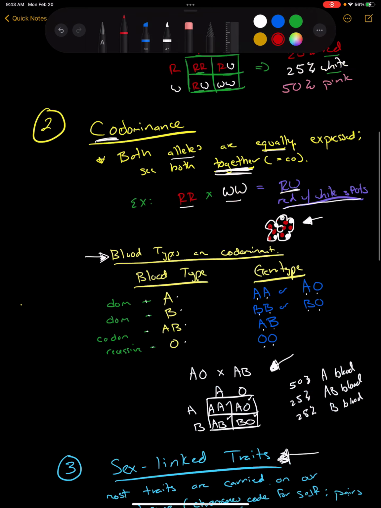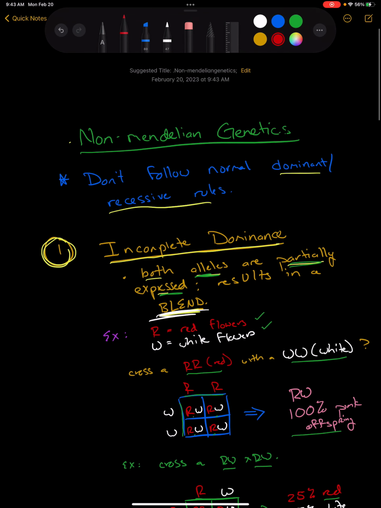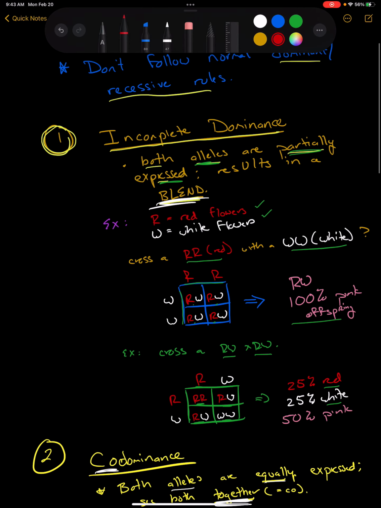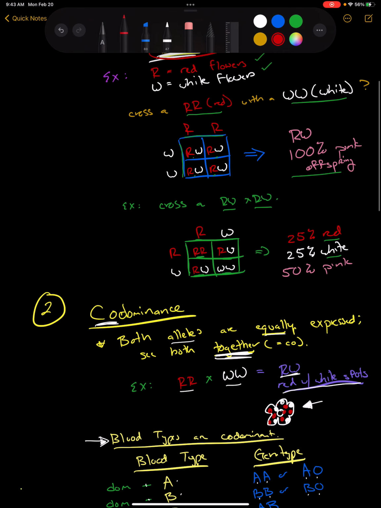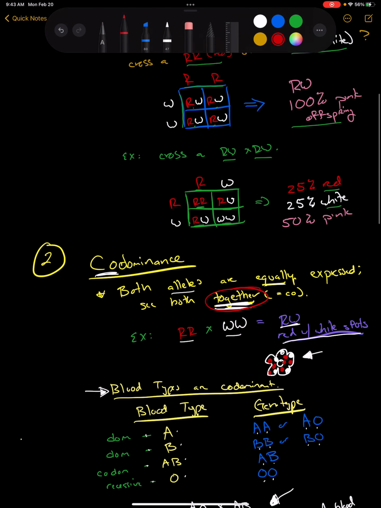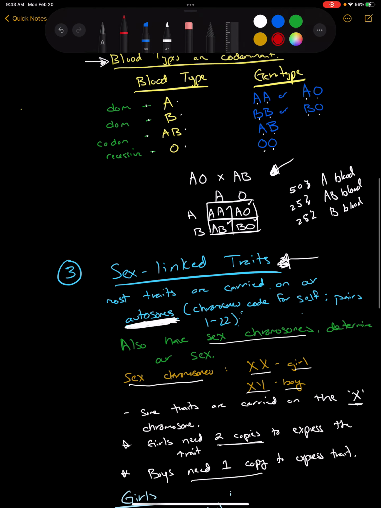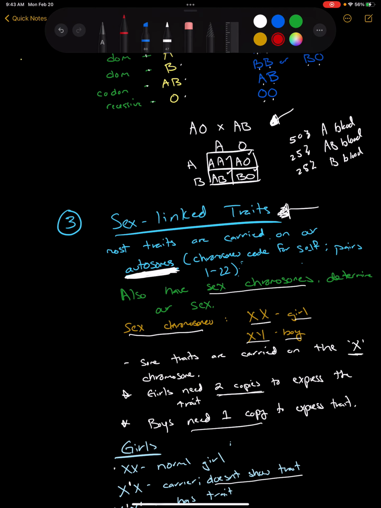So anyway, looking through it, these are all non-Mendelian. Incomplete, what you need to remember is a blend. That would be the big thing. Codominance, you see both alleles together. That's when you get spots or blood typing. And then sex-linked traits are carried on the X. Girls need 2 copies, boys need 1. And then all of our other traits that we've been talking about for this entire unit are located on your autosomes. All right, I hope that helps.